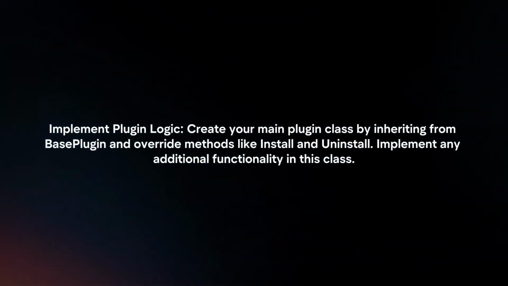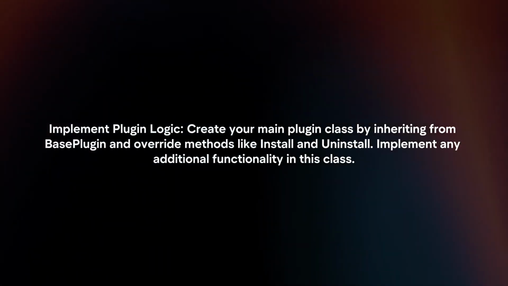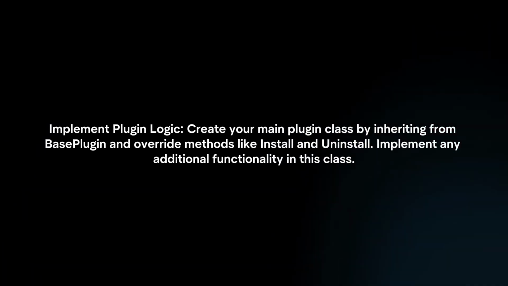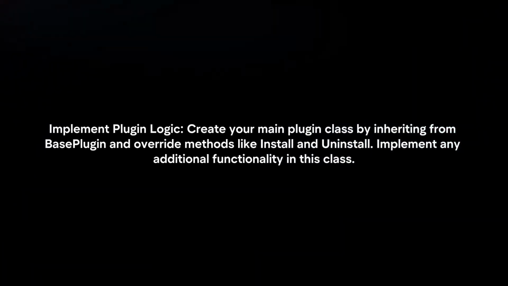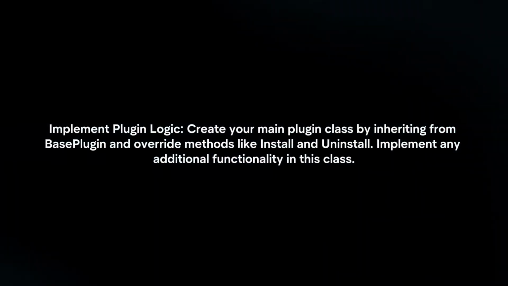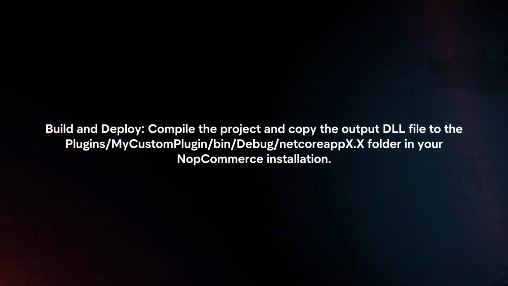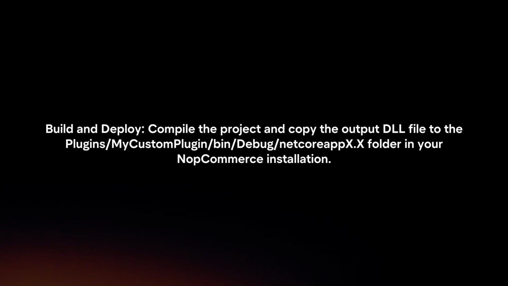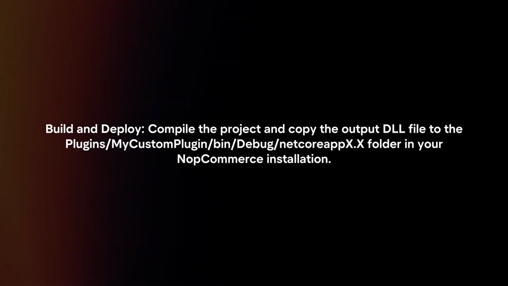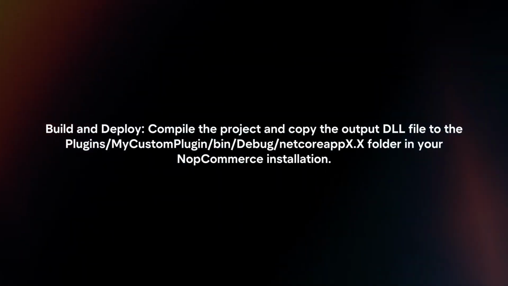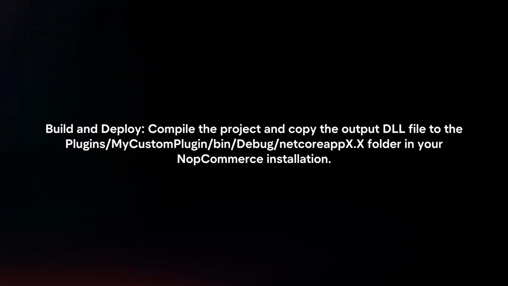Implement plugin logic. Create your main plugin class by inheriting from BasePlugin and override methods like Install and Uninstall. Implement any additional functionality in this class. Build and deploy. Compile the project and copy the output DLL file to the Plugins/MyCustomPlugin/bin/Debug/netcoreapp x.x folder in your NopCommerce installation.